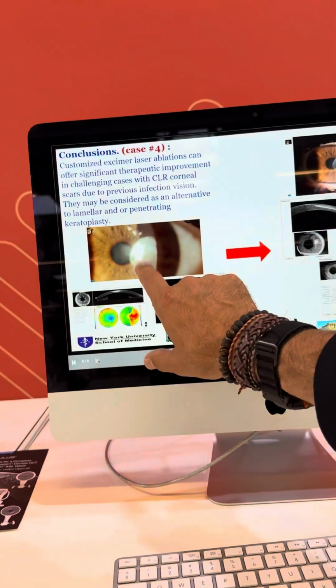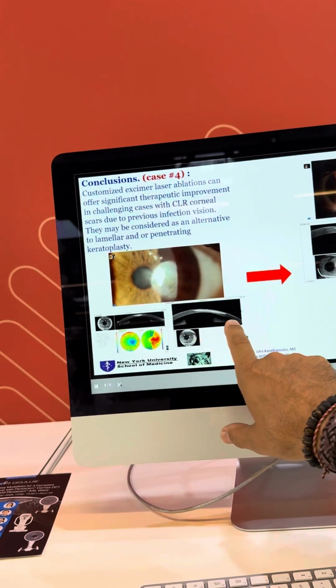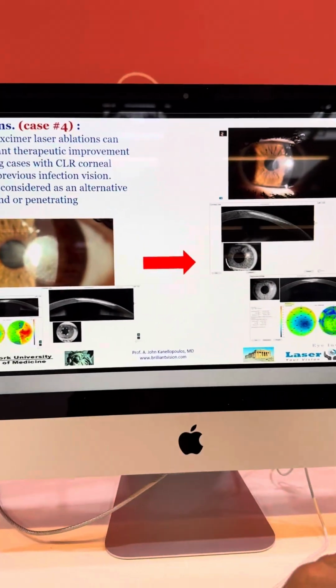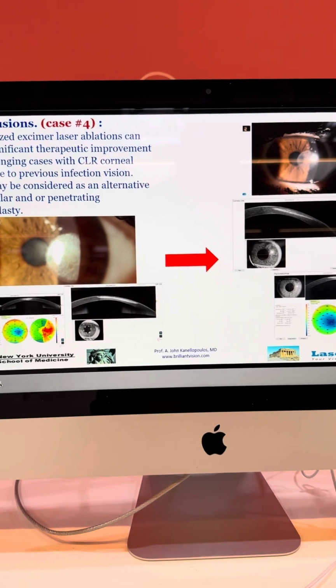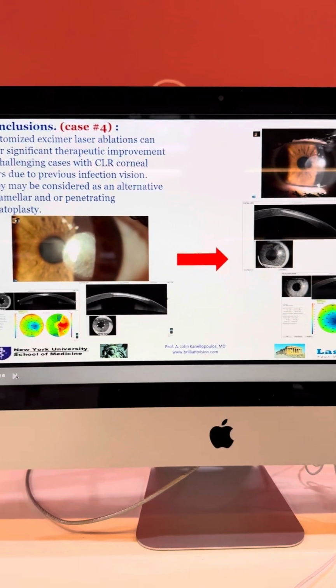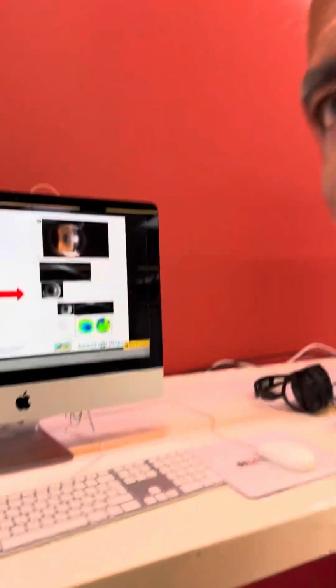Last one, again, this is a contact lens related infection that ended up with a very severe scar. You can see the density and the depth of the scar. We obviously cannot remove the scar with any technique besides cornea transplant, but we can make it much more faint with our topo-guided approach and CXL. And this is what we're highlighting in this e-poster.